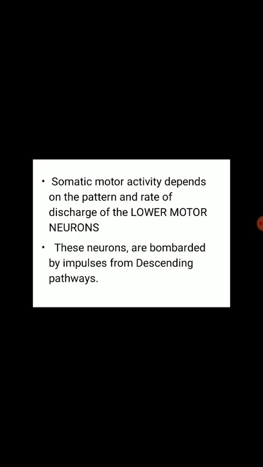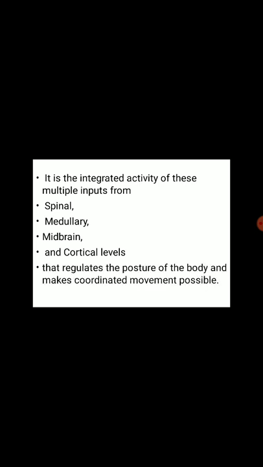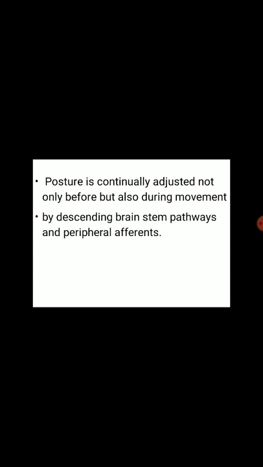These neurons are bombarded by impulses from the descending tracts. So it is integrated activity of these multiple inputs from the spinal cord, the medulla, the midbrain, and the cortex. Now different reflexes are coming and they're changing tone in different groups of muscles to adjust the body posture. That regulates the posture of the body and makes coordinated movement possible. Posture is continuously adjusted not only before but also during the movement by descending brainstem pathways and peripheral afferents.